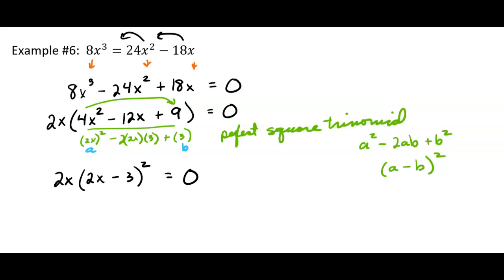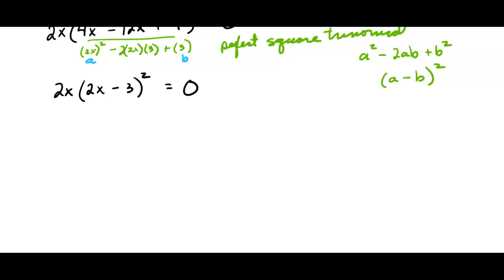Okay, now what have we got here? Well, we have 2x times 2x minus 3. But that 2x minus 3, the binomial, is being squared. Now, if it makes more sense to you, you could write 2x times 2x minus 3 times 2x minus 3, if you like the looks of that better.